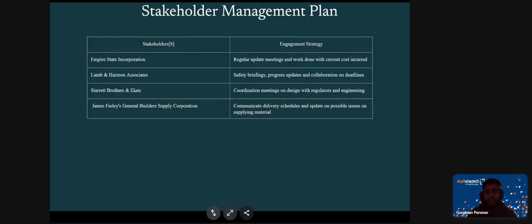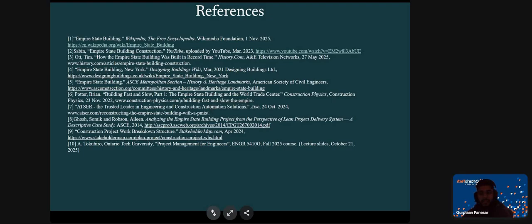Lastly, the stakeholder management plan. The stakeholders on the left are mentioned throughout the PowerPoint, and on the right is the engagement strategy. For Empire State Corporation, you want to have regular update meetings, and you want to understand the work done with the current cost incurred. Lamb and Harmon Associates want safety briefings, progress updates, and collaboration on deadlines. Stater Brothers and Ekins, coordination meetings on design with regulators and engineering. And James Farley General Building Supply, the engagement strategy was to communicate delivery schedules and update on possible issues in supplying any material. And that is everything. That is it.